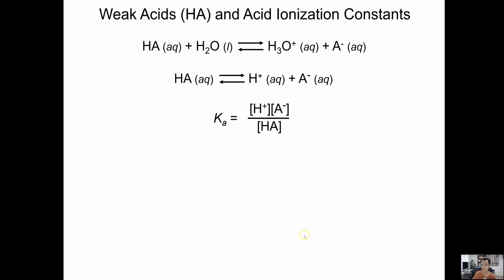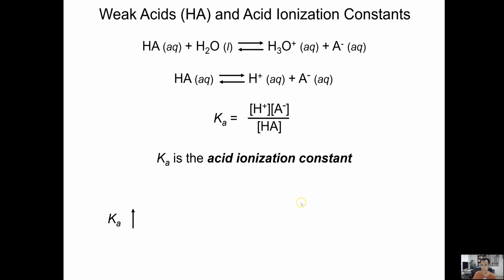The Ka formula is generally used for very weak acids. You don't really use it for strong acids because strong acids go 100%, so you're not really looking at ratios there. But with a Ka value, what you're looking for is that ratio. Ka is called the acid ionization constant. It's basically how much of those ions you ionize.